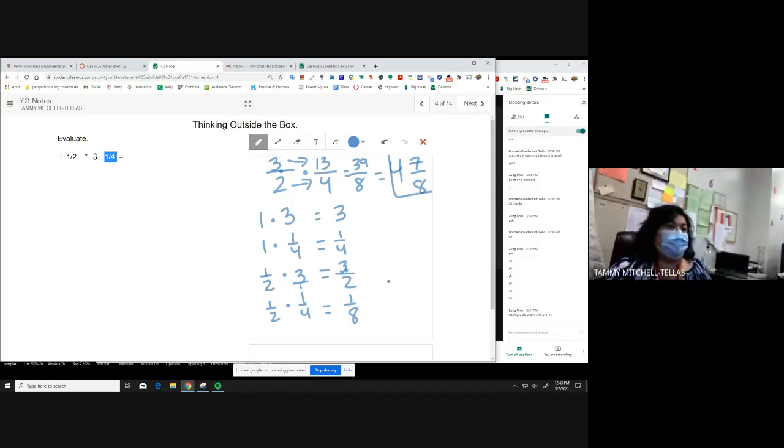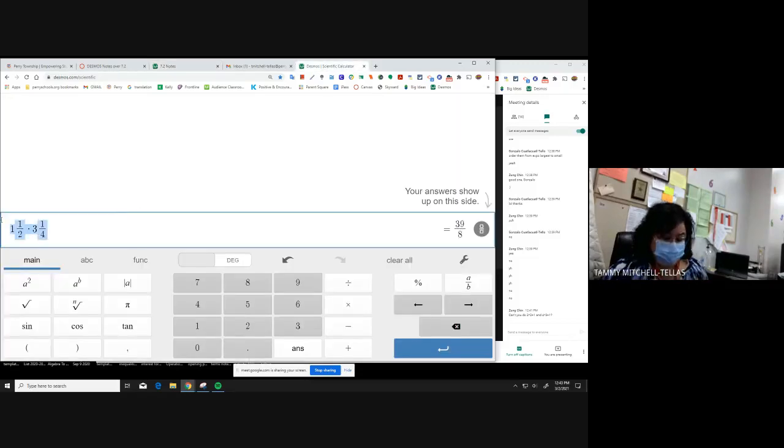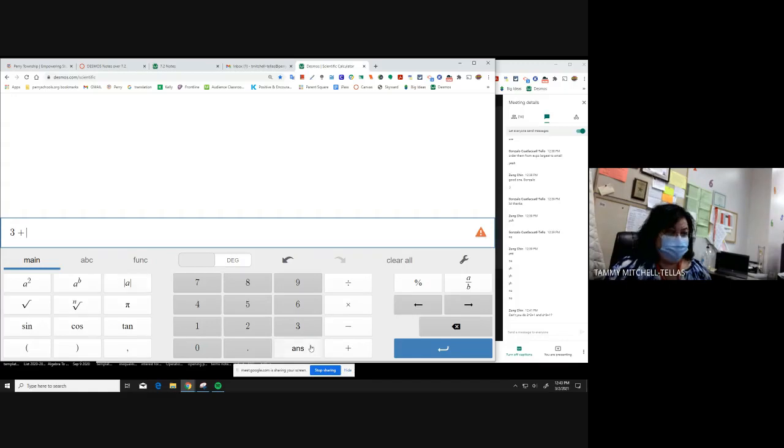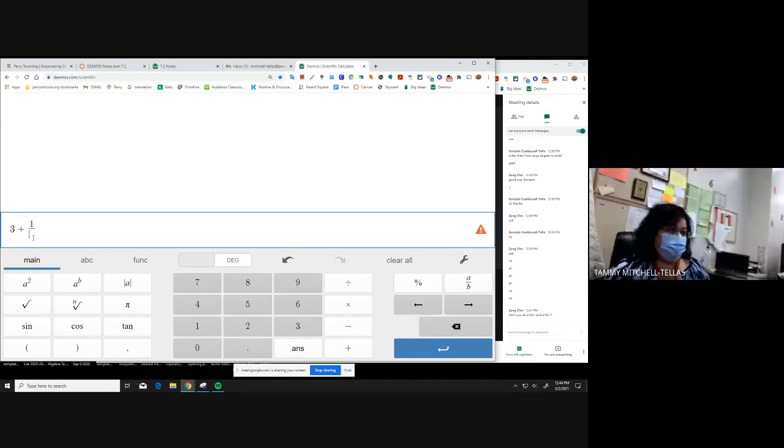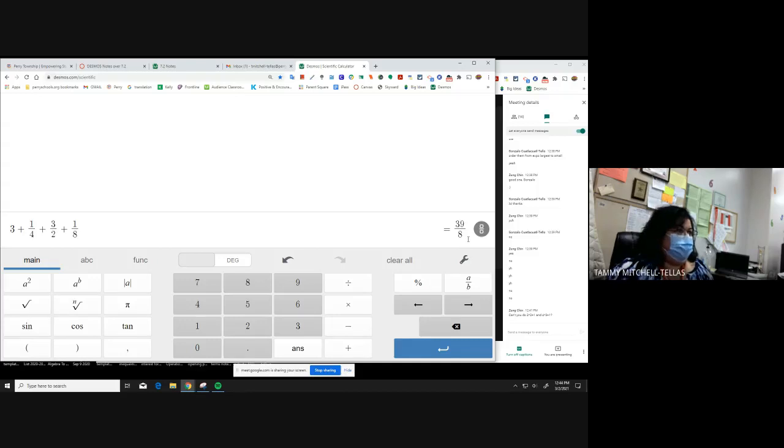Let's see if we do. Let's see if I can remember. 3, 1/4, 3 halves, and 1/8. So 3 plus 1 over 4 plus, what was the third one? I don't remember. 3 over 2. And the last one was 1/8, right? 1 over 8. I get the same thing, 39 over 8. Okay, it works the same way with binomials.